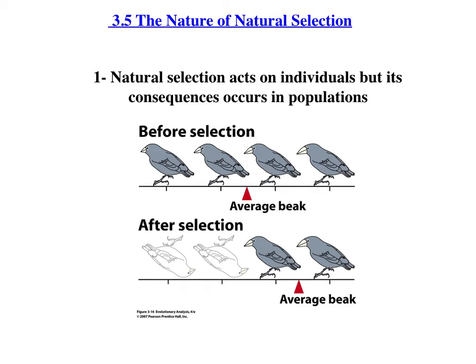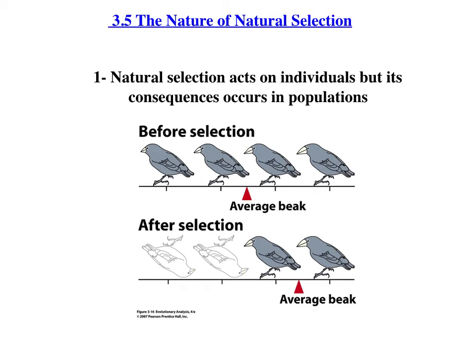Okay, but that is acting on the actual individual. So here are the average beak lengths, right? The drought comes, and what happens? You get the smaller birds, natural selection selecting out those smaller birds. This is just a simple illustration of what happened with the finches. The larger birds survived. That moves the average beak depth up, because your smaller birds are no longer there.